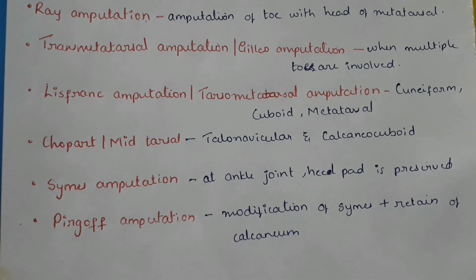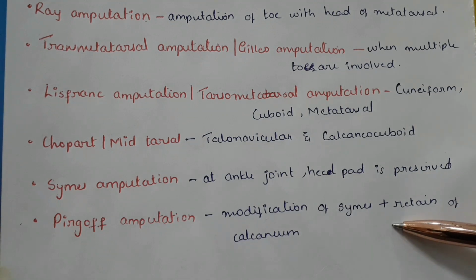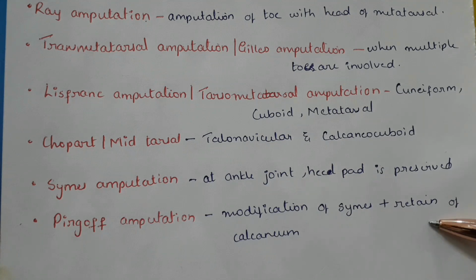Syme's amputation is at the ankle joint when the heel pad is preserved. Pirogoff's amputation is a modification of Syme's amputation, and the calcaneum is retained.